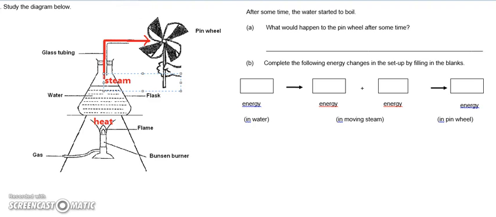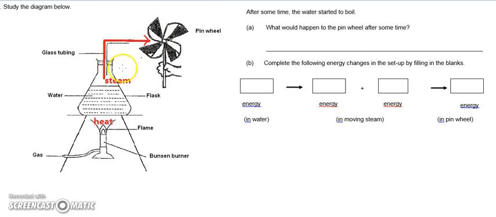But we know that this is a question on energy, and because this is a question on energy, we have to think of it in terms of scientific words, that is, using energy, right? So we have the heat energy being absorbed by the water. The water after absorbing the heat energy evaporates and changes into steam. Steam moves, so there is kinetic energy there, right?